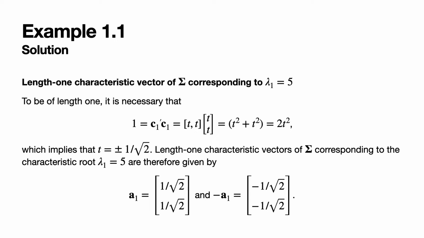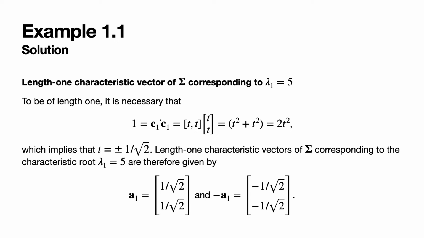Now again, t is a scale factor for the characteristic vector, and we can set it to any non-zero value that we want. If we want the vector to be of length 1, then as we see here, the value of t needs to be either plus or minus 1 over the square root of 2. If we do that, then the resulting vector will be of length 1. So doing that, we see that length 1 characteristic vectors of cap sigma corresponding to the characteristic root lambda 1 equal to 5 are given by the following.